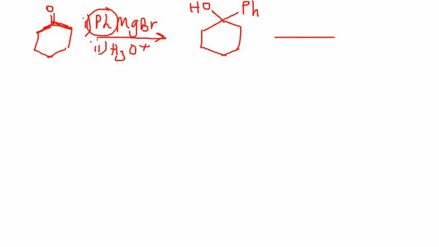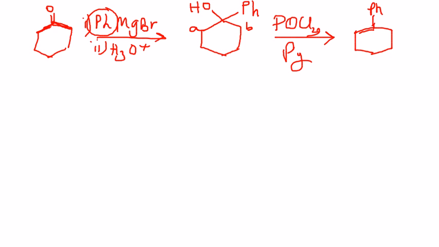And now I'm subjecting that to POCl3, which is a dehydration condition in the presence of pyridine. And what it's going to do is give you the most substituted alkene. In this case, it doesn't matter whether you utilize A or B, one or the other carbon is going to be utilized in getting the double bond in your molecule. Okay, let's take a look at the third question.